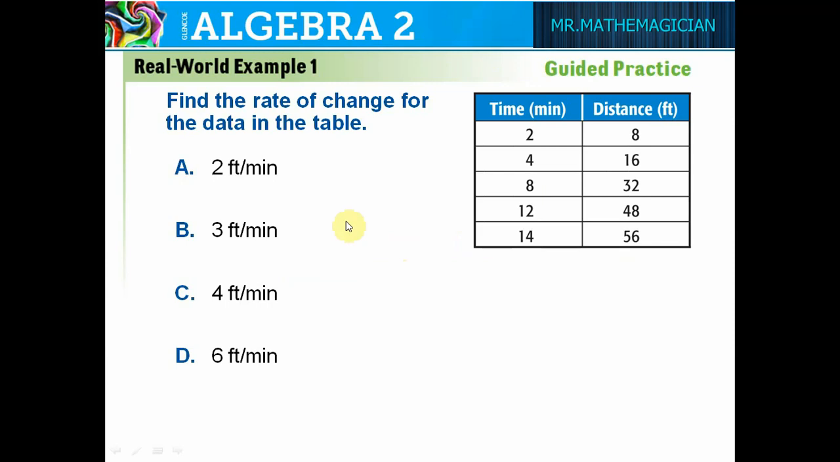Now another example. Find the rate of change for the data in the table. We have time in minutes and distance in feet. When it's 2 minutes, distance covered is 8 feet; 4 minutes, 16 feet; 8 minutes, 32 feet; 12 minutes, 48 feet; 14 minutes, 56 feet.